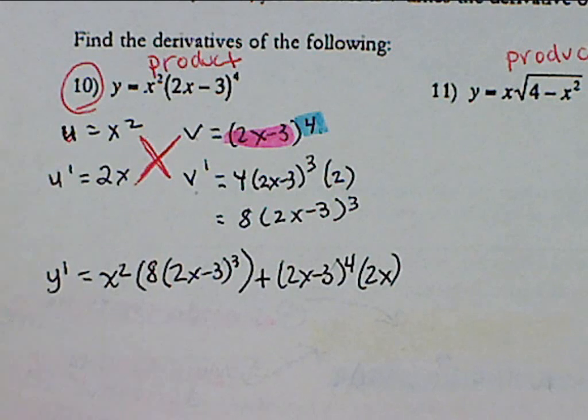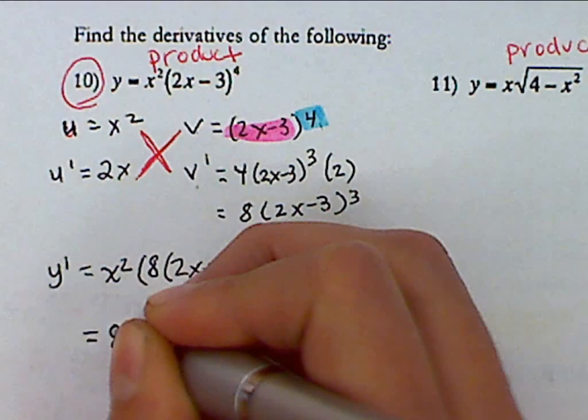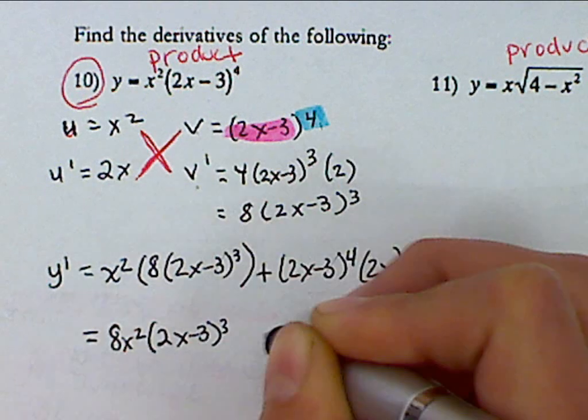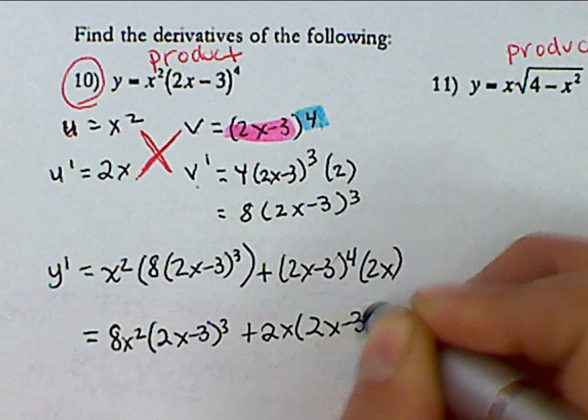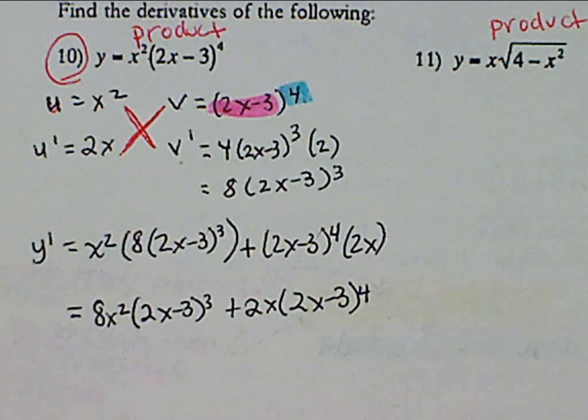We can just do a little bit of simplification. I'll just multiply these terms out. So this is 8x squared times (2x minus 3) cubed plus (2x minus 3) to the 4th. So here is my final answer.